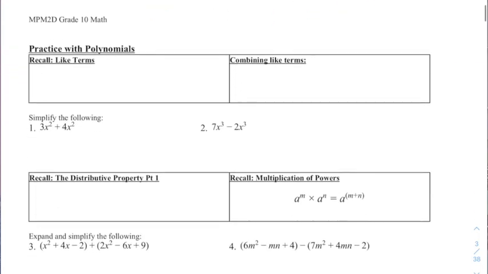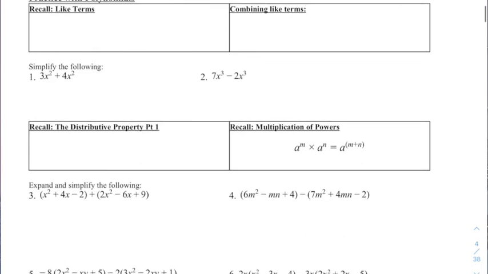Okay, so let's do some practice. Okay, what is a like term? Another one that is going to come up a lot. Like terms are exactly the same variables raised to exactly the same exponents.